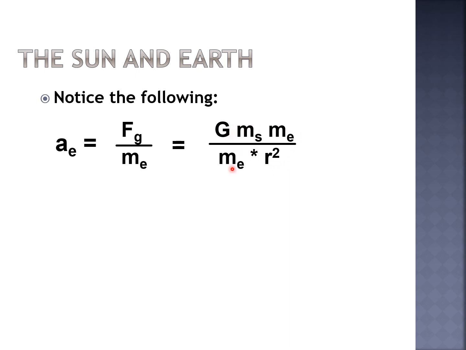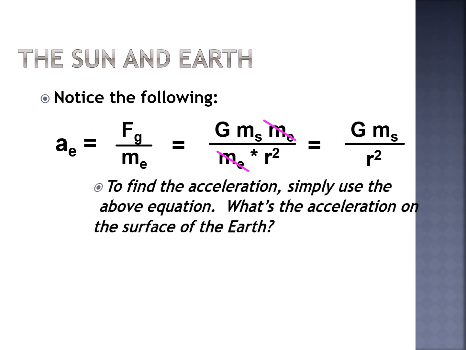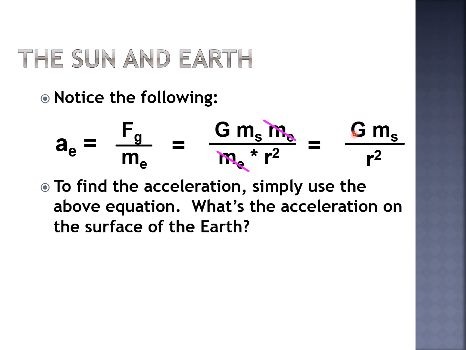But then if we divide by the mass of the Earth like we did here, then we find our acceleration does not depend on the mass of the Earth. And what we get is the gravitational constant, 6.67 times 10 to the negative 11th, times the mass of the sun divided by the distance between the two objects squared. Now, what's interesting about this is if you don't need the mass of the Earth to figure out its acceleration, then what about the Earth itself?